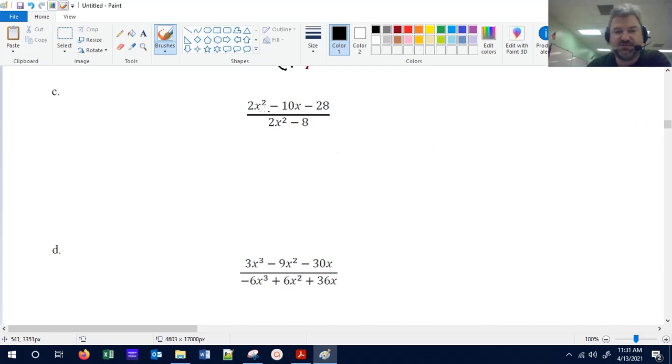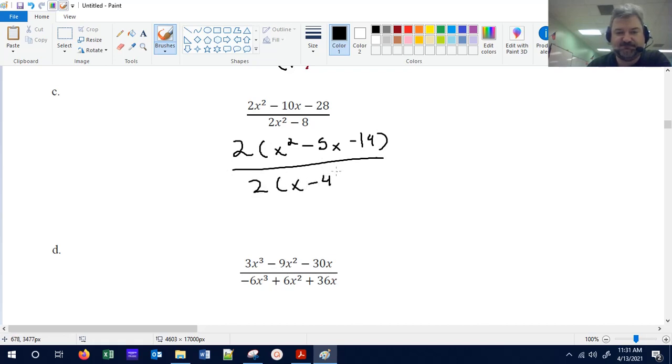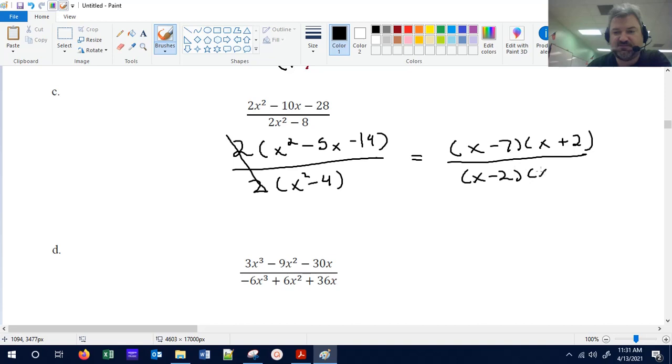All right, let's try the next one. The numerator, I can factor out a 2. And maybe even go further. And the denominator, I can also factor out a 2. Now, those reduce out, and I can factor this polynomial as x minus 7, x plus 2. And the denominator is a difference of two squares, x minus 2, x plus 2. And those reduce out to x minus 7 over x minus 2.